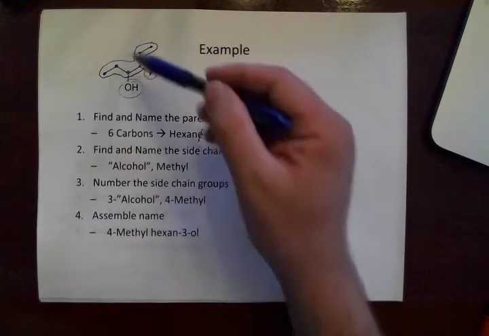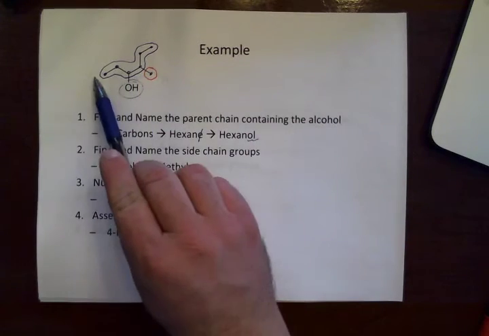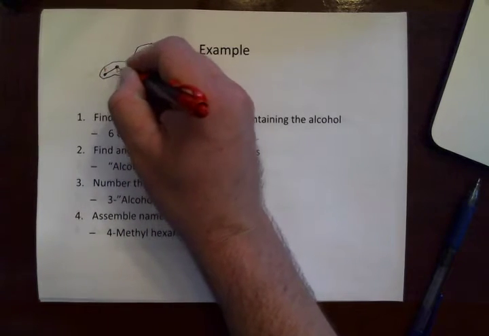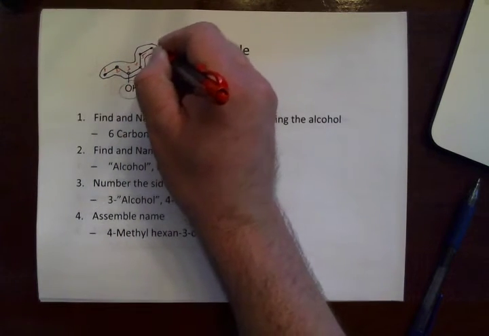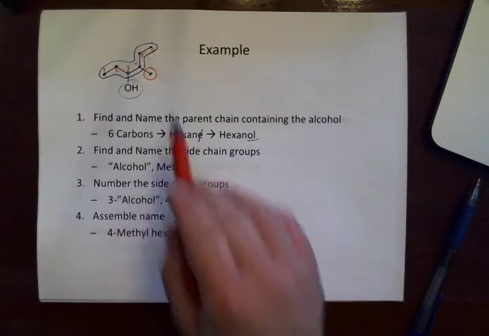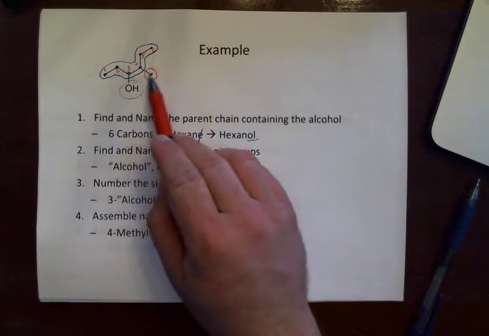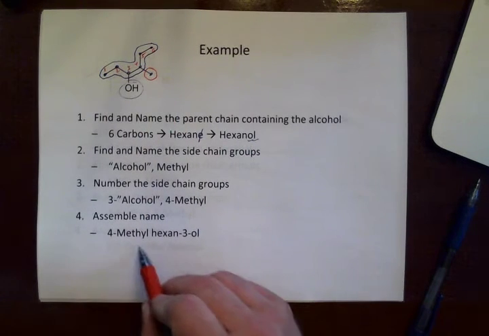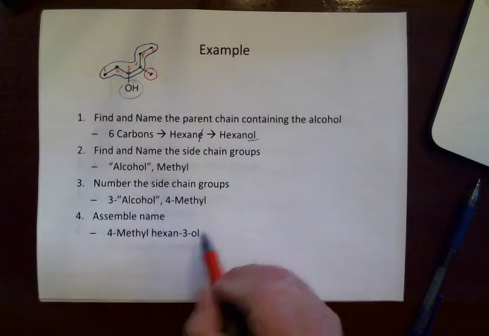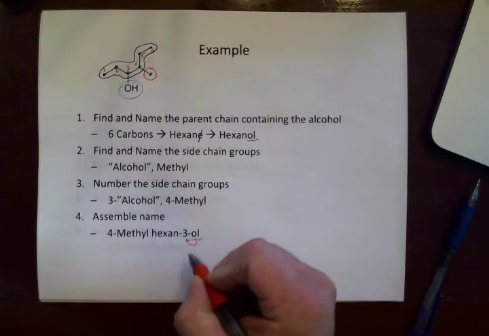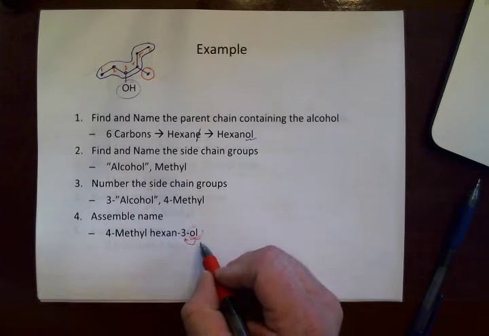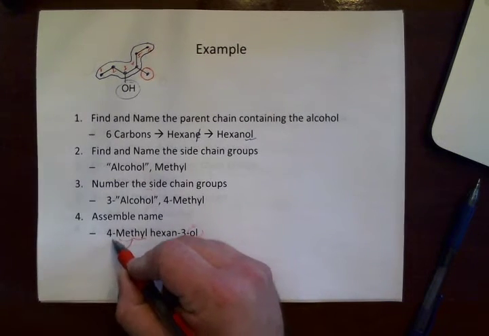So here you can choose the end closest to where the alcohol is: 1, 2, 3, 4, 5, 6. The alcohol is coming off of carbon 3, and the methyl group is coming off of 4. When you assemble the name, it's going to be 4-methylhexan-3-ol. Where's the alcohol? It's at carbon 3, but I didn't include the alcohol name; that's what the OL is for. Where's the methyl? It's at carbon 4.